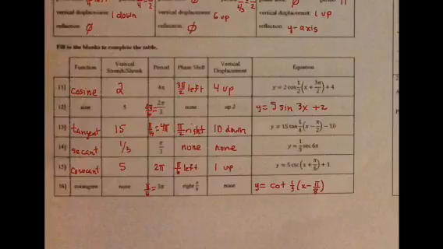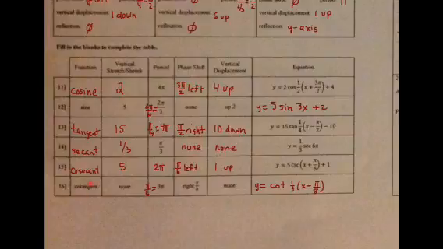That's given. No phase shift, no vertical translation. The next one is cosecant, so here's the function. The A value is 5. The period is 2 pi over 1, so it's 2 pi. Since it's plus pi over 6, it's pi over 6 to the left. And this positive 1 tells you it goes 1 up.